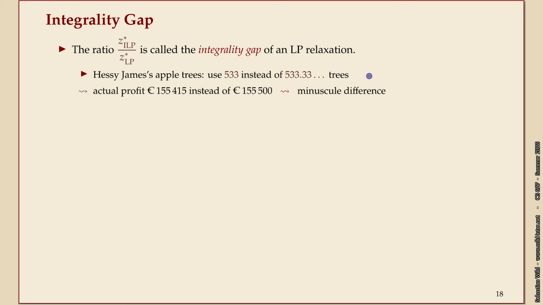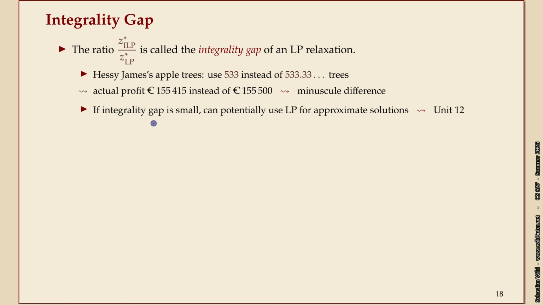We've seen some example early on where this was actually not a big gap. Our apple farmer had this solution where he was told to build a fractional number of trees of this one variety, which is not really possible. So if you round this down and just give up that third of a tree, the revenue goes down from 155,500 to 155,415. So you lose some 80 euros, but if you take the ratio, it's actually a minuscule difference.